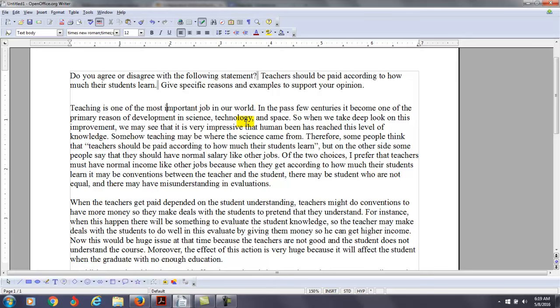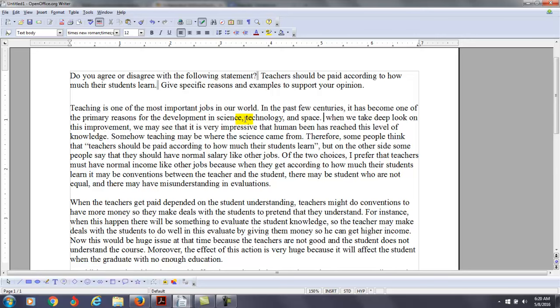So teaching is one of the most important jobs in the world. In the past, you want to change this to PAST. In the past few centuries, and I would use present perfect here, it has become one of the primary reasons for the development in science, technology, and space.